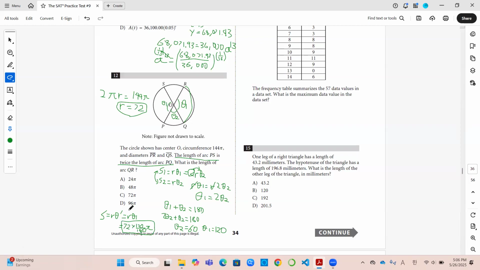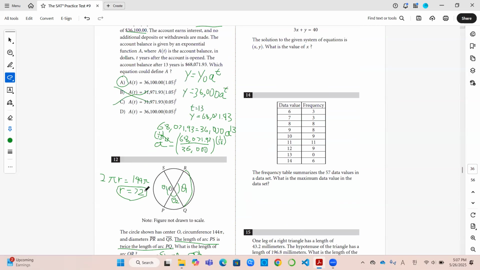And if you do that, you get your answer is 48 pi. Moving on to question number 13.